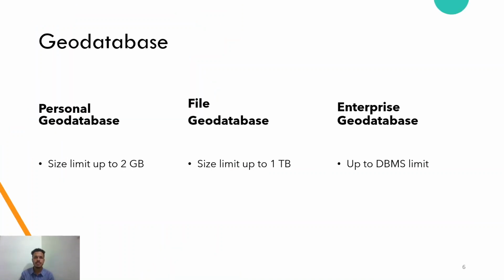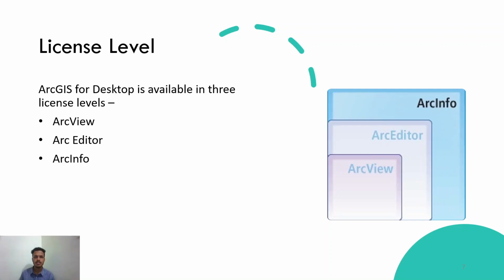There are three types of geodatabase we will talk about here. First is the personal geodatabase, which allows us to keep our files up to 2 GB, whereas the file geodatabase gives us a limit up to 1 terabyte. There is another type of geodatabase which has no data limit, known as the enterprise geodatabase. ArcGIS Desktop is available in 3 license levels, which are ArcView, ArcEditor, and ArcInfo.